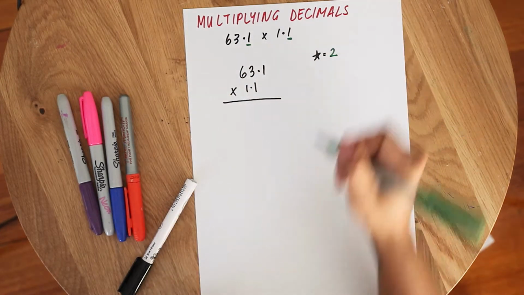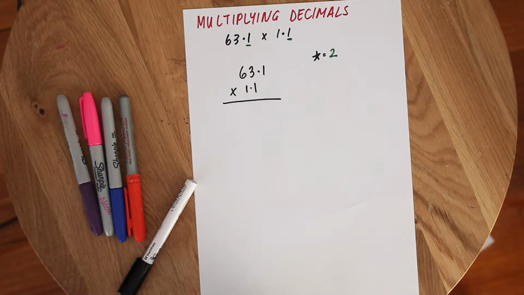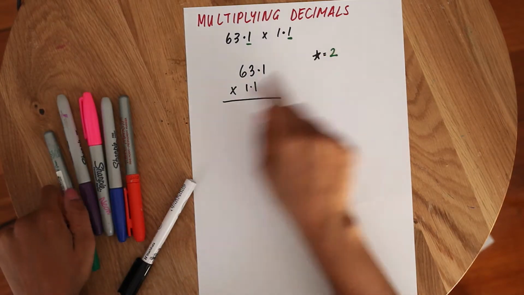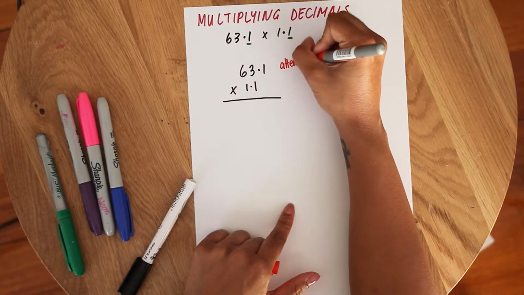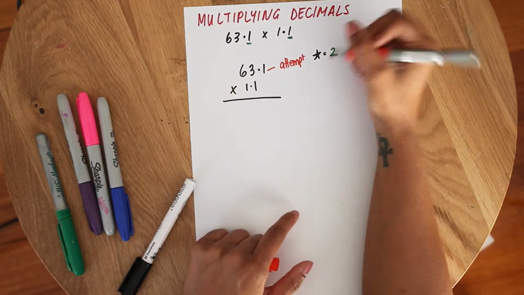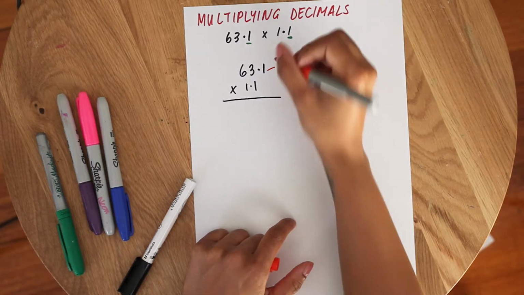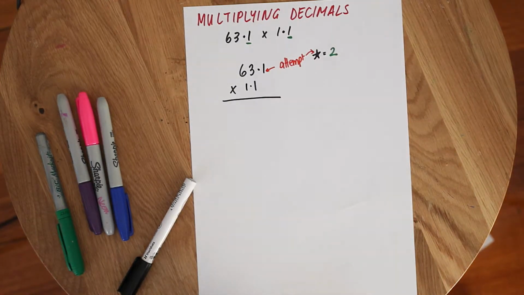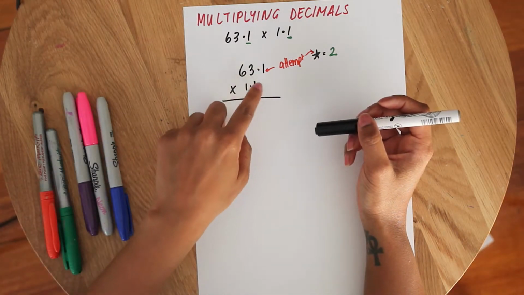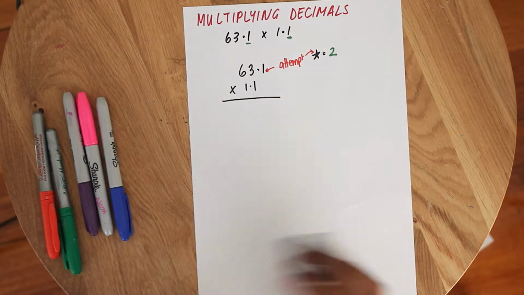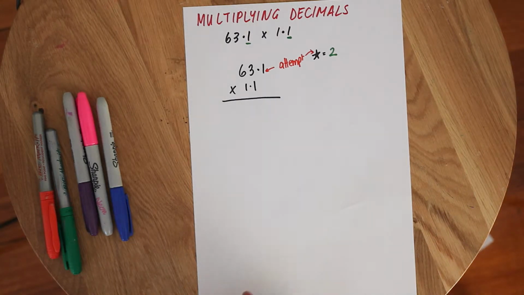That will come into play later, but to be able to attempt a question you need to show me these two bits of information. One is to set out the question correctly, and the other one is to tell me the star number. Alright, so now we're almost going to pretend like these decimal points aren't here, and we're just going to multiply just as usual. So let's do that now.